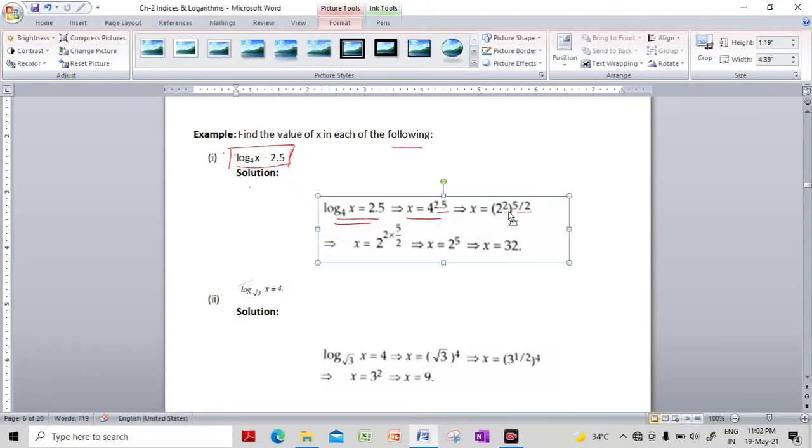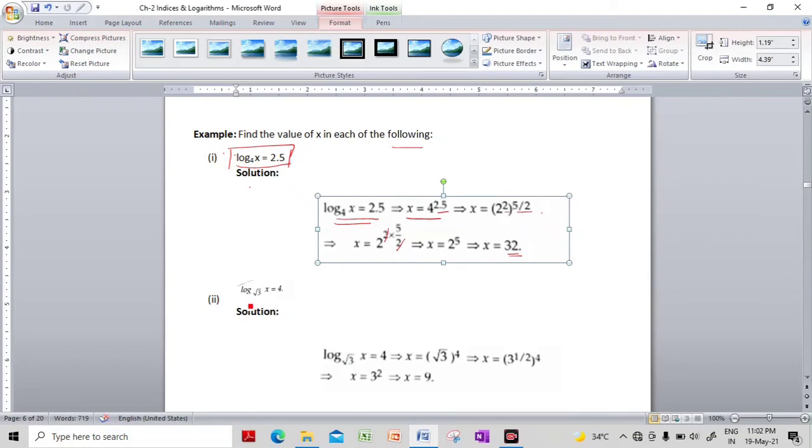Now 2.5 can be written as 5 by 2. Now here 2 and 5 by 2 are in multiplication according to the laws of exponents. So this can be written as 2 into 5 by 2. Here 2 gets cancelled. So we are left with x equals to 2 to the power 5 and that is equals to 32, which is our answer.